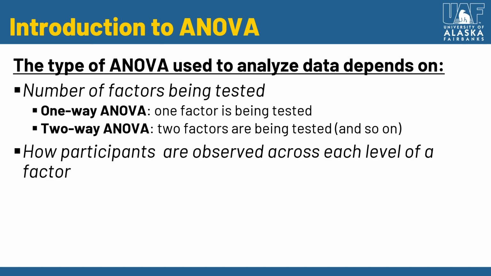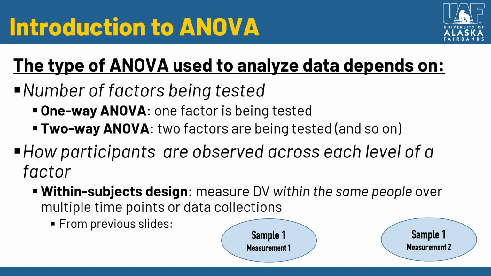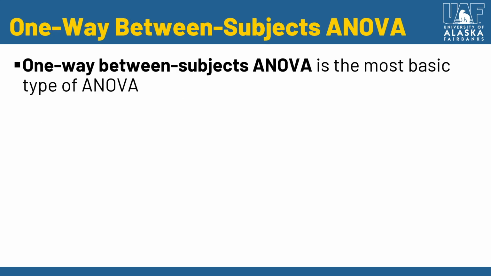And we'll also make this decision based off how participants are observed. So within subjects, like the previous slide example, same sample, different measurements, so we're looking at measurements in the dependent variable within the same people. Or between subjects, where we're looking at independent samples, something we defined previously, so I won't elaborate further here.